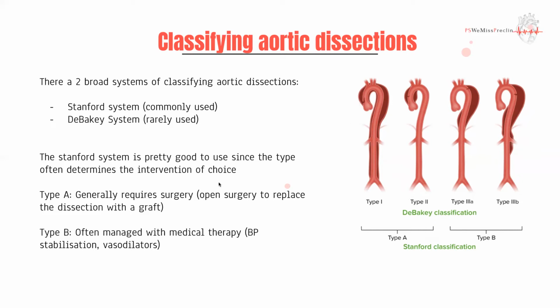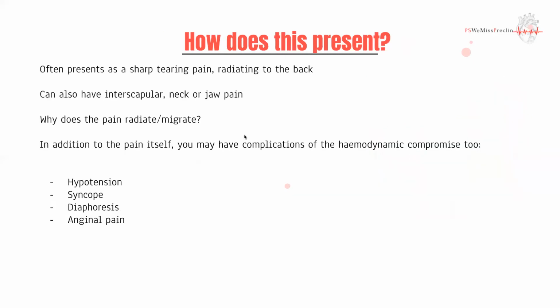Versus type B aneurysms, which are often managed more conservatively. We often aim to optimize that blood pressure, which is often going to be present with such patients. And finally, we may also use vasodilators to optimize peripheral blood perfusion and ensure that they're medically stable. And it does not often require surgery.